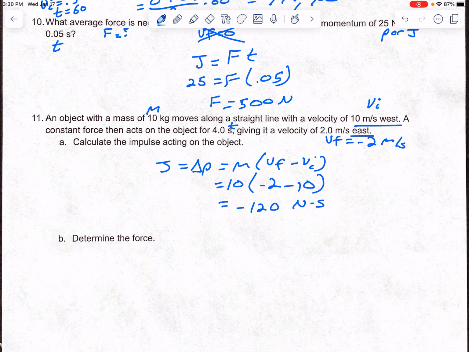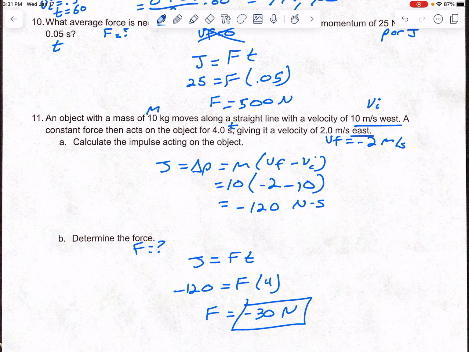Now it says determine the force. So you're looking for F. Well, now we know J. So J equals F times T. So negative 120 equals force, and then time is 4 seconds. So divide both sides by 4. And you get a force of negative 30 newtons. And that'll end that one.